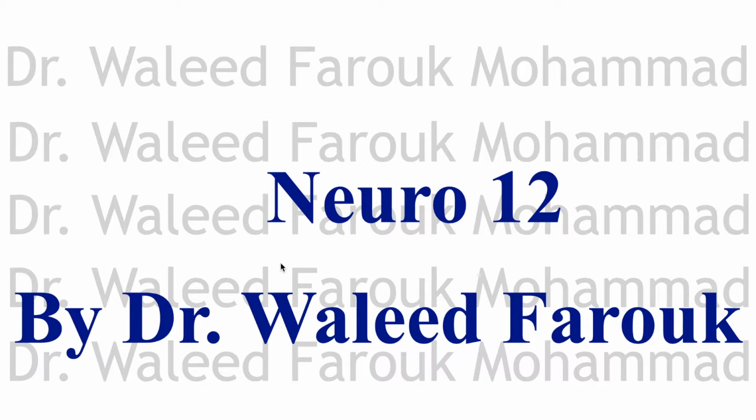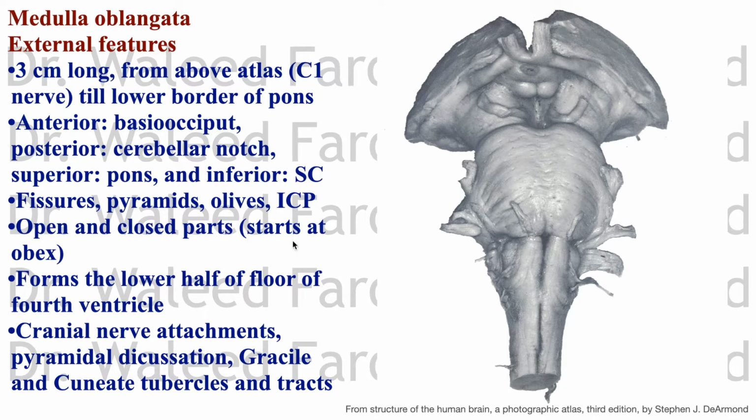This lecture is about the medulla oblongata, so let's begin. The medulla oblongata is the caudal part of the brainstem. It continues as the spinal cord in the vertebral canal. That's why the spinal cord sometimes is called the medulla spinalis, because it's an extension of the medulla oblongata.